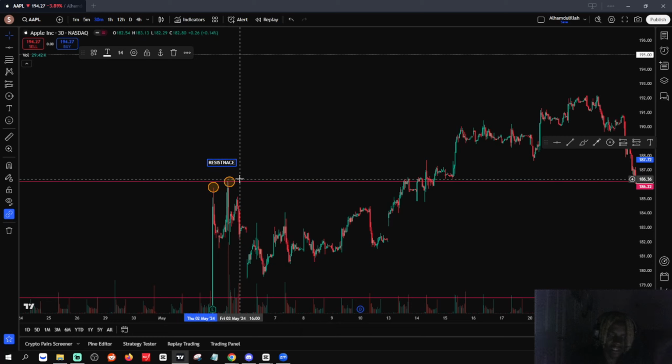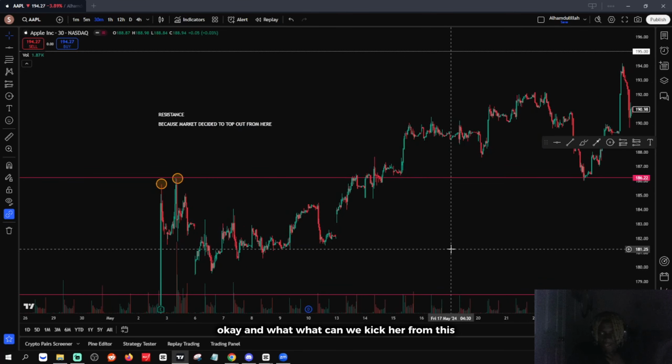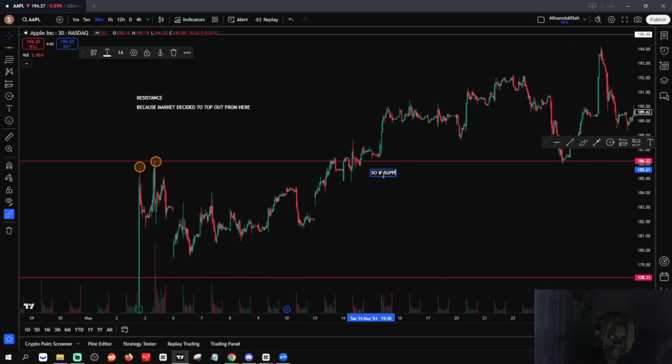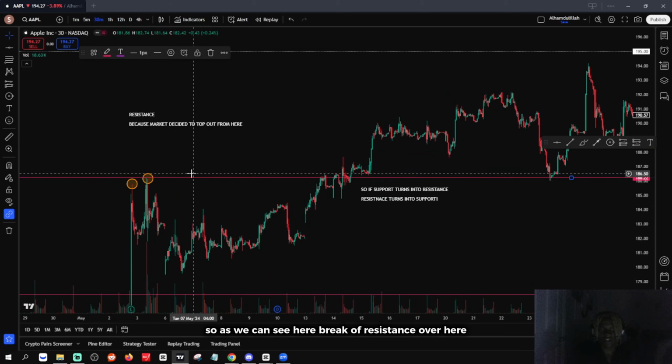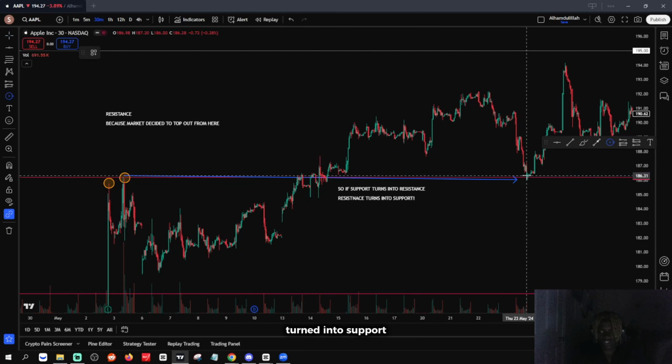So resistance, because the market decided to top out from here. This signifies an area of resistance. And what can we conclude from this? If support turns into resistance, we can conclude that resistance turns into support. As we can see here, the break of resistance over here turned into support.